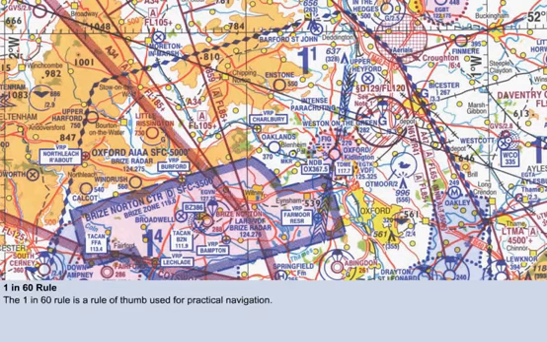The 1 in 60 rule is a rule of thumb that gives a quick and simple method of remaining on our intended flight path. In other words, the path we should follow over the ground. The intended path over the ground is referred to as our planned track.